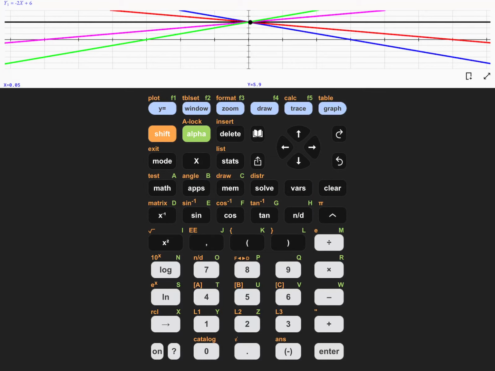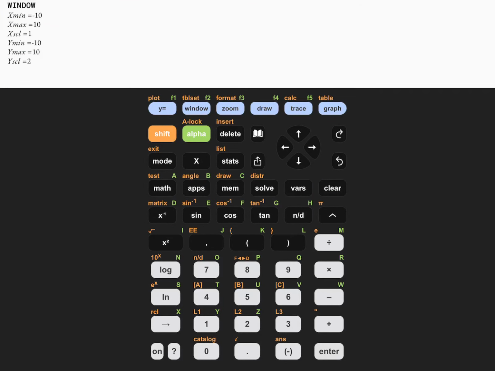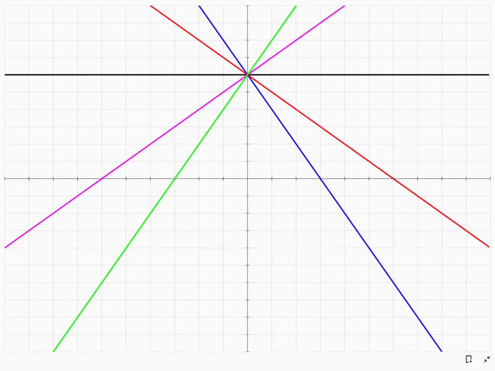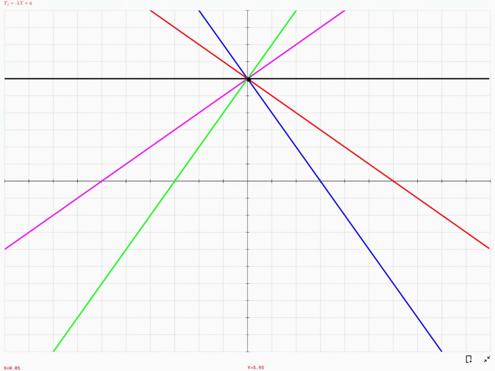Let's see if we can change the window. The same thing on our calculator, we can change the x minimum, the x maximum, the x scale, y min, y max, and I'm going to change the y scale to 1 as well, just so that it looks consistent. It'll probably be more like what yours is. All right, this feels a little bit more natural. Again, they're all still crossing at 6.